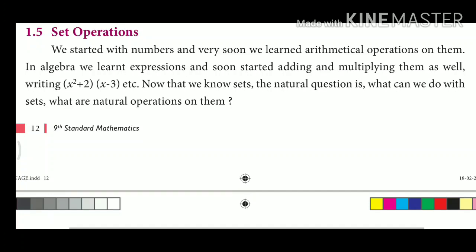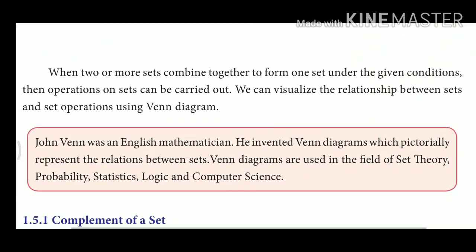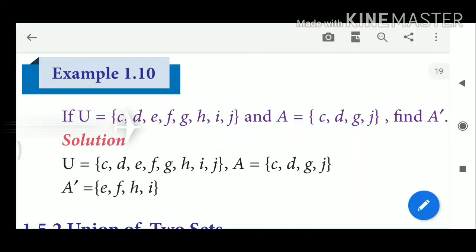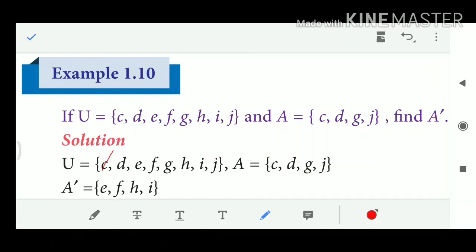First one, under the complement of set A, we will see example 1.10. Here, U is equal to C, D, E, F, G, H, I, J and set A contains C, D, G, J. To find A dash, we have to neglect the common elements between U and A. If you neglect C, D, G, J, you will get A dash as E, F, H, I.